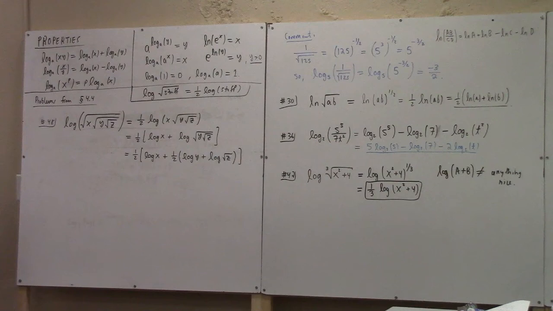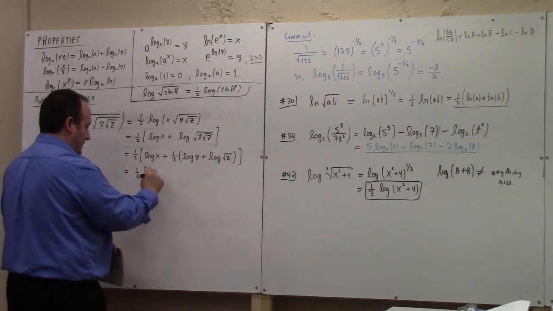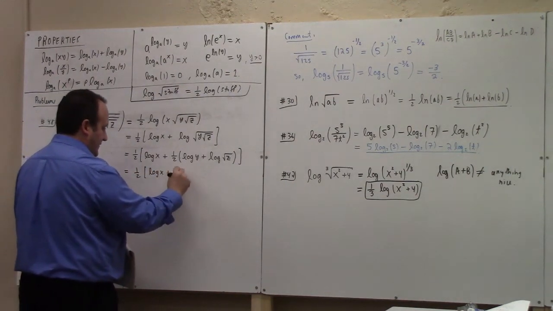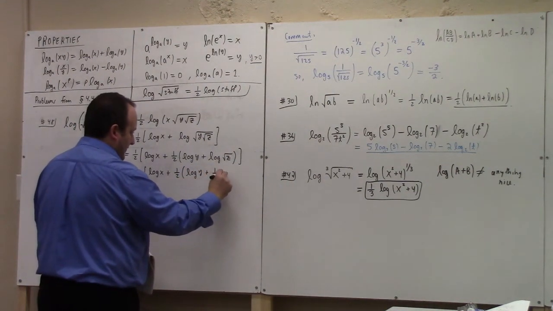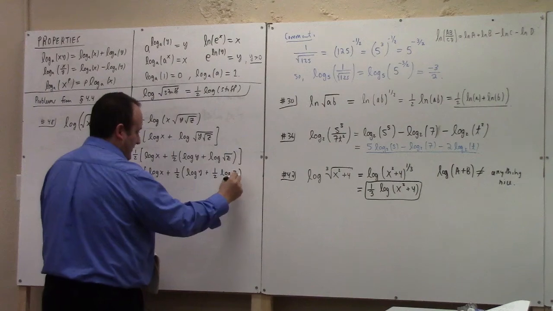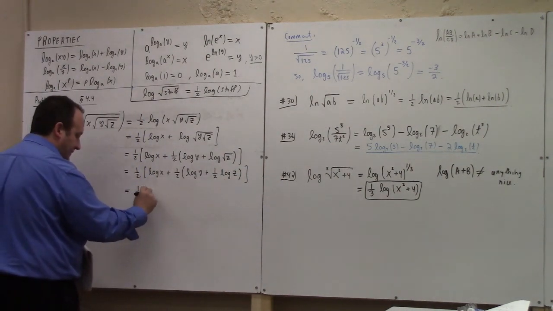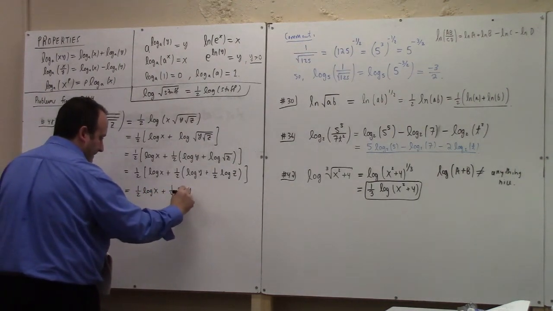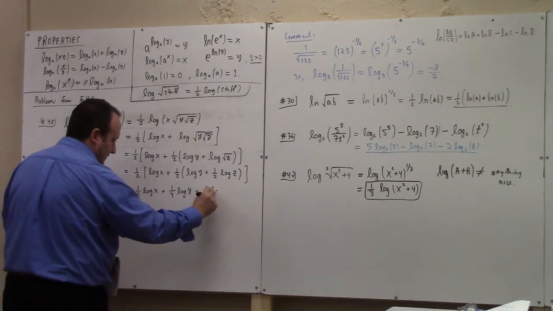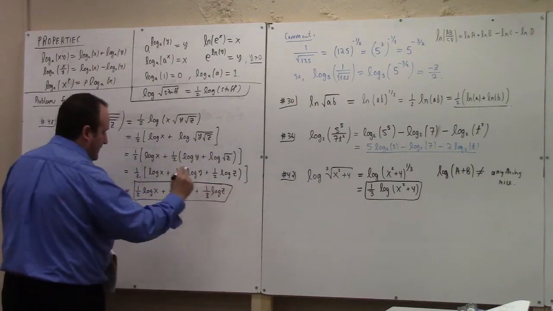So then the square root of z we can pull a half out of again, right? So we've got 1/2 of the log of x plus 1/2 of the log of y plus 1/2 of the log of z. Notice that, and then multiply that out, you get 1/2 log x plus 1/4 log y plus 1/8 log z. So that's one way to work this problem.